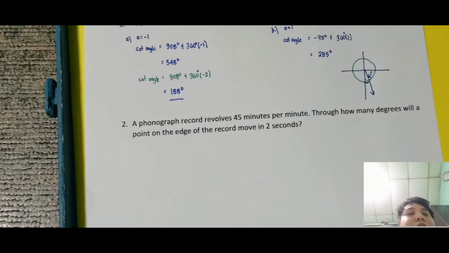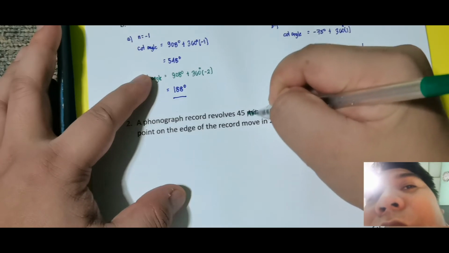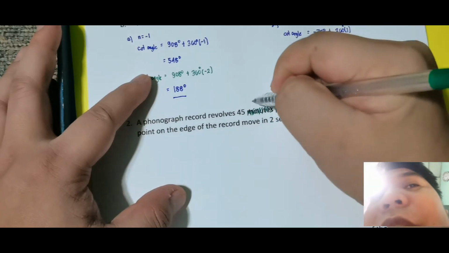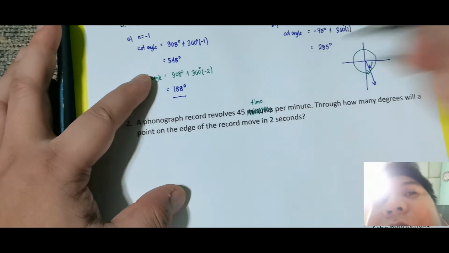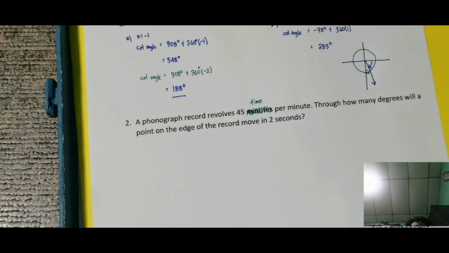A phonograph record revolves 45 times per minute. Ay, mali. 45 times. Mali ito, sorry. 45 times per minute. Through how many degrees will a point on the edge of the record move in 2 seconds? Ayun ang tanong, no? So, through how many degrees will the point on the edge of the record move in 2 seconds?